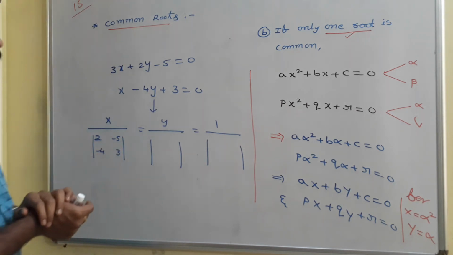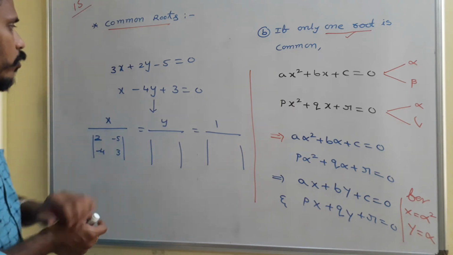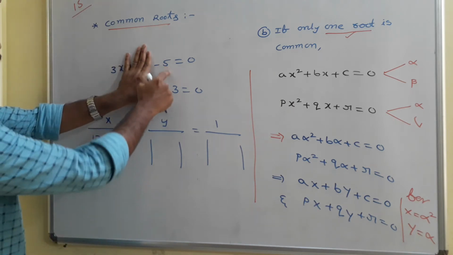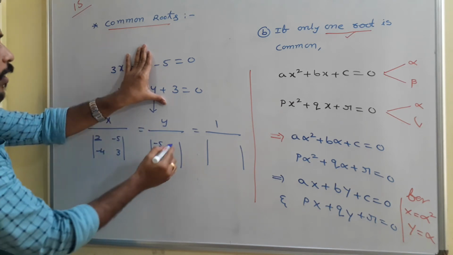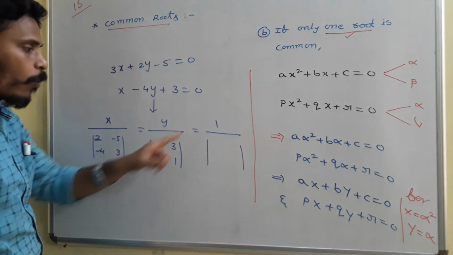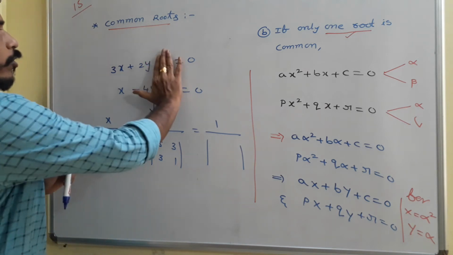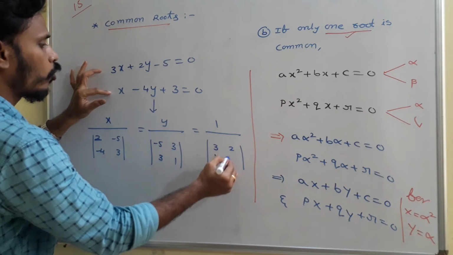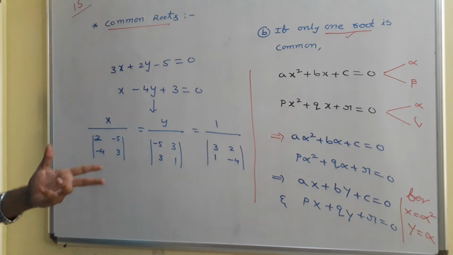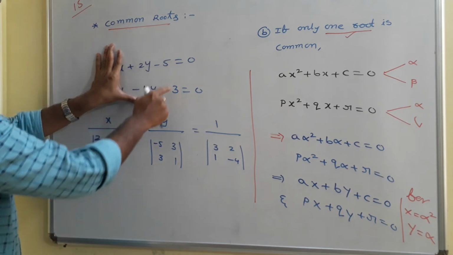In the place of y, you close y and write the constant term minus 5, 3 and then the coefficients of x, like 3, 1. Then 1 divided by, here you close the constant values and write these: 3, 1, 2, minus 4. That's it. Once again I am repeating: x divided by, close x and write the remaining.